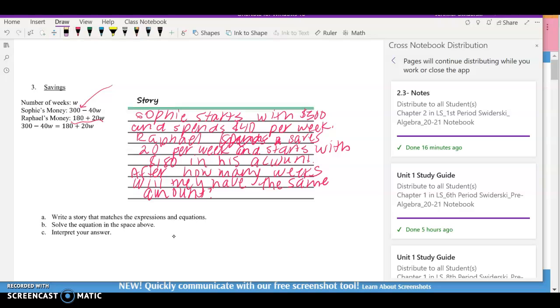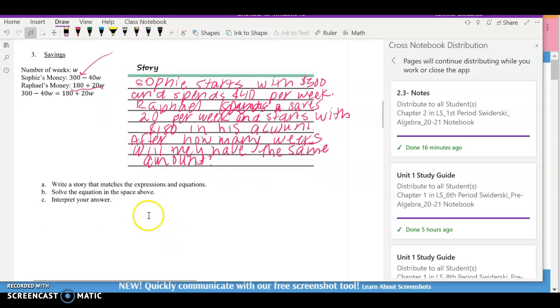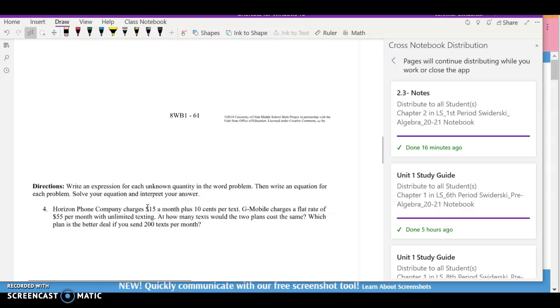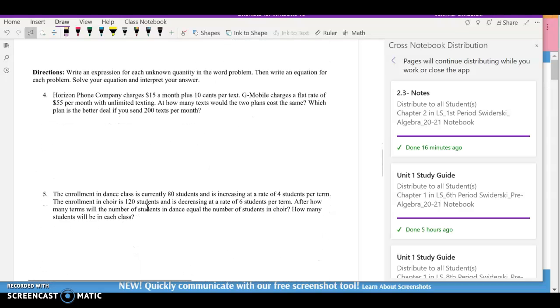So I'm going to have you guys solve and interpret your answer. How many weeks is it going to take until they have the same amount of money for number 3? All right. Number 4, this is when it gets fun. It says write an expression for the unknown quantity in the word problem. Then write an equation for each problem, solve your equation, and interpret.